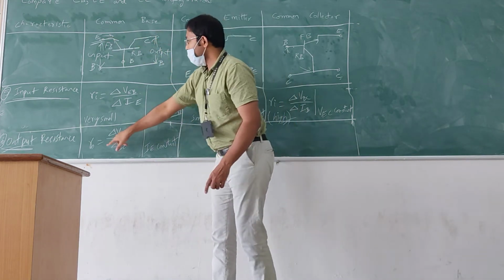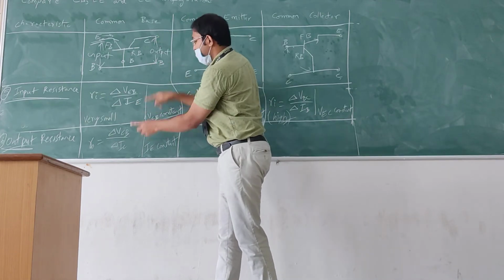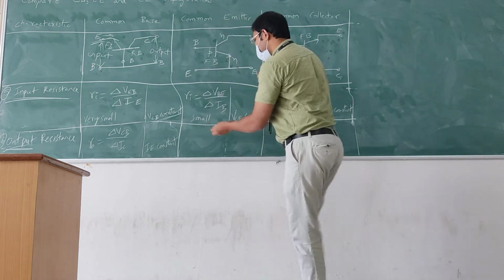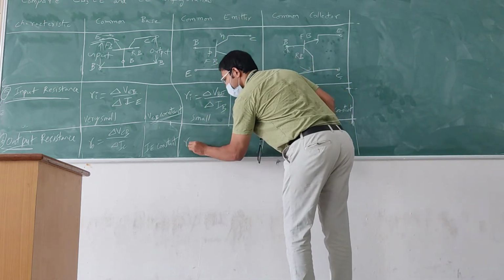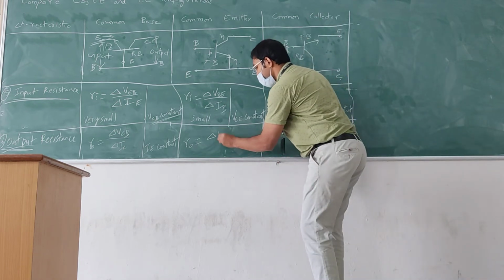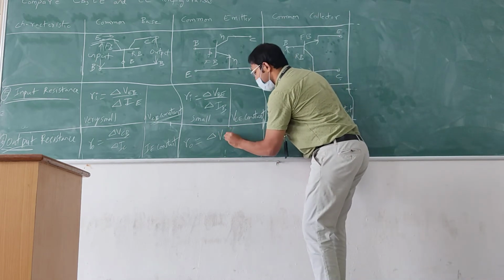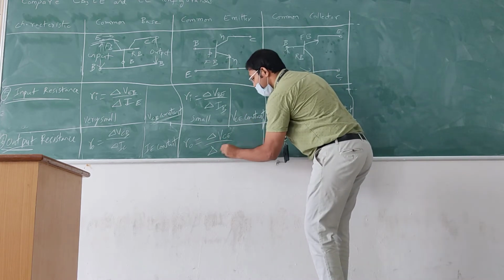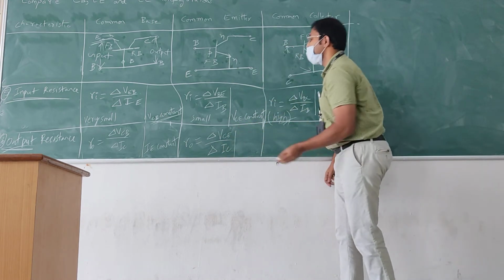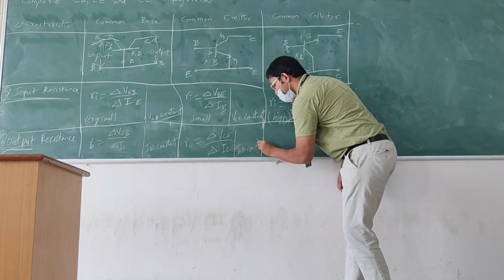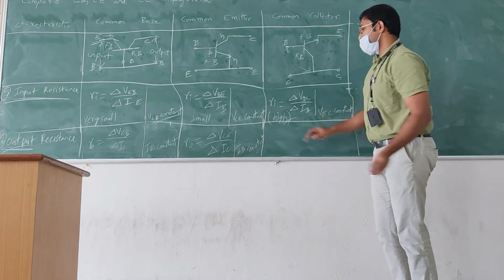So what is the output resistance? Del VCB by del IC for IE constant. Quickly tell me this case. Del VCE by del IC. What constant? IB constant. Next, tell me this case.